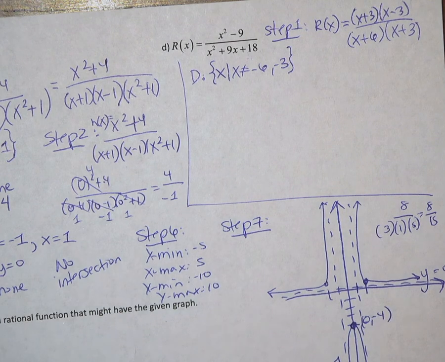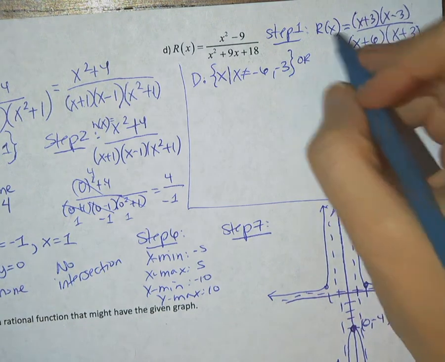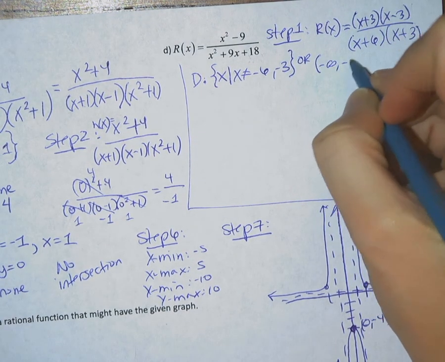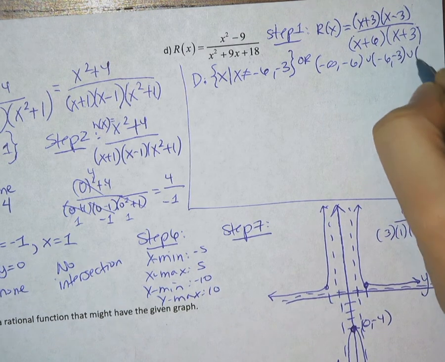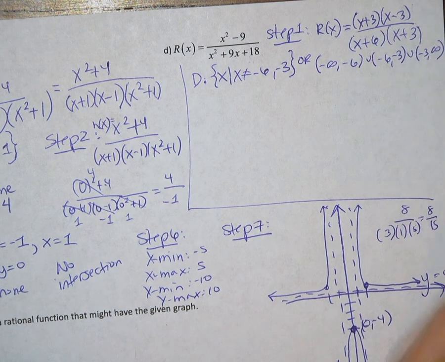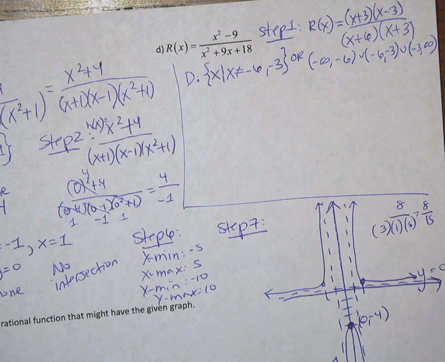Okay. If I want to write this in interval notation, I can also write this as negative infinity to negative 6, union negative 6 to negative 3, union negative 3 to infinity. Again, either method works.